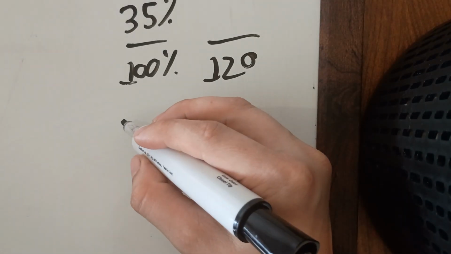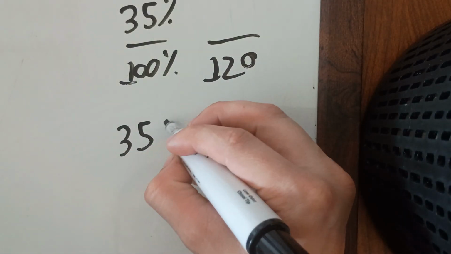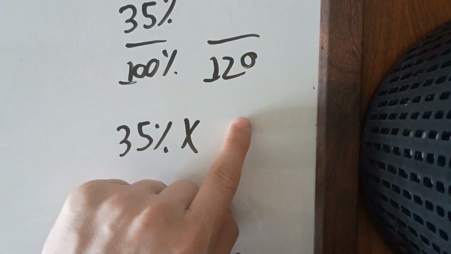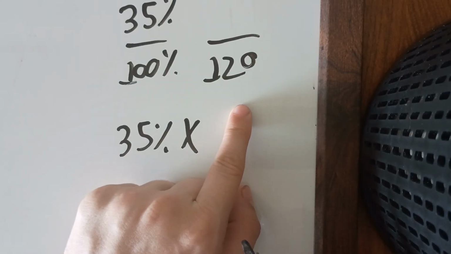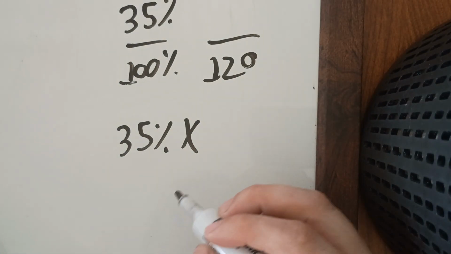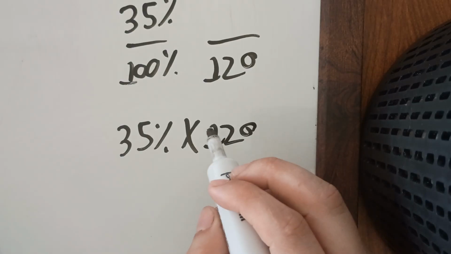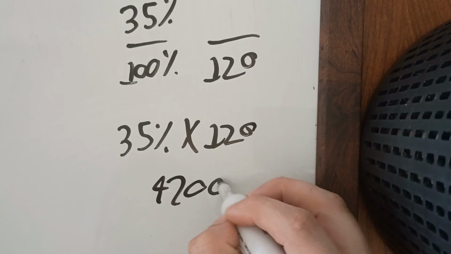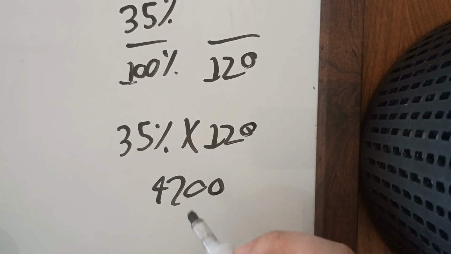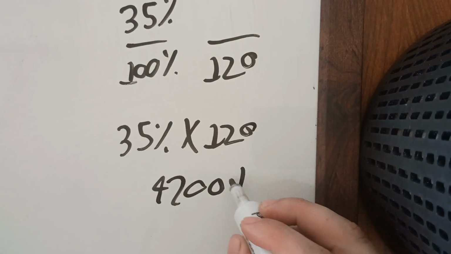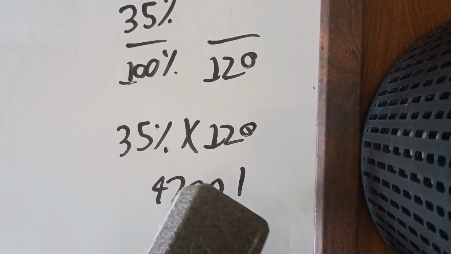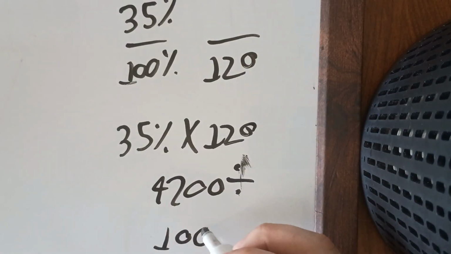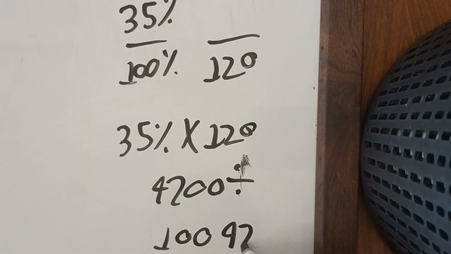You take 35%, and you're going to times that by your complete whole number there, the total, 120. And if you were to do that, that would give you 4,200. And then you divide that by your 100 again. And that's going to give you 42%.